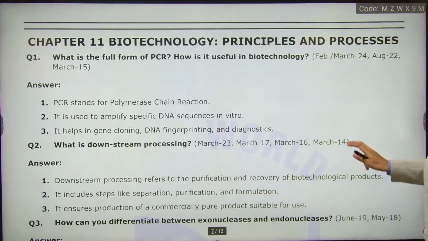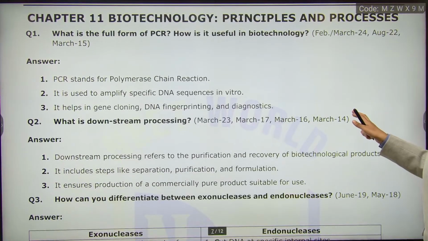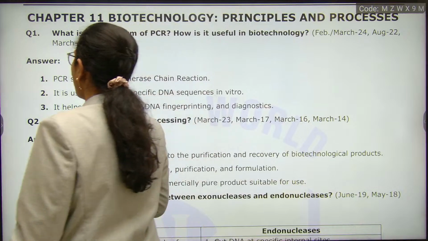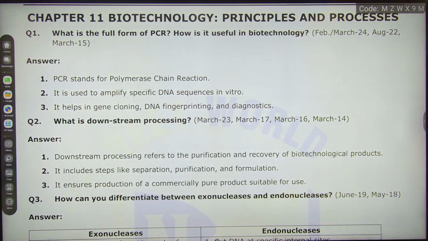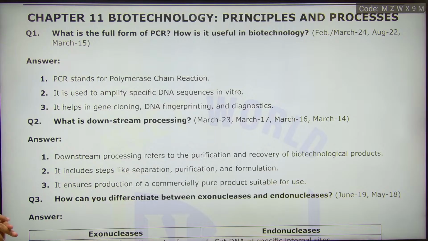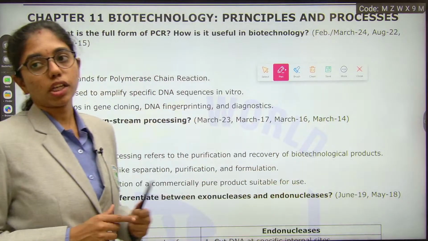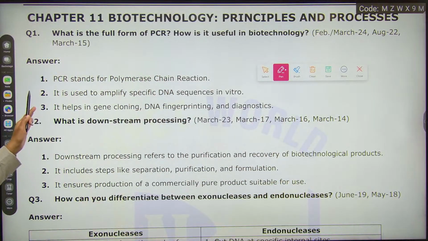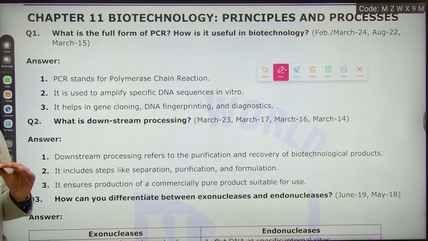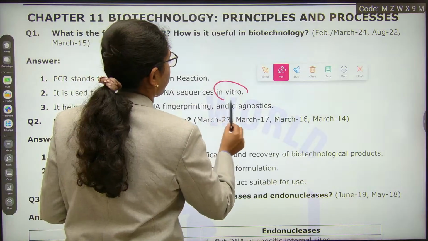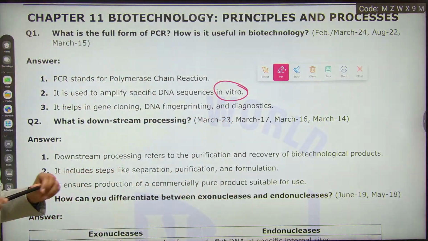Next, questions from biotechnology, principles and processes. What is the full form of PCR? How is it useful in biotechnology? A multiple times asked question. Polymerase chain reaction is very important for your objective exam also. PCR is polymerase chain reaction. What is the main activity that we do here? Amplification of DNA sequences in vitro.